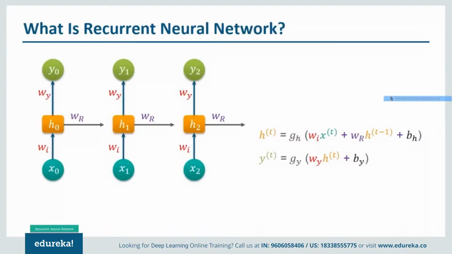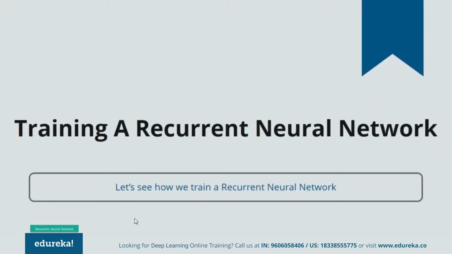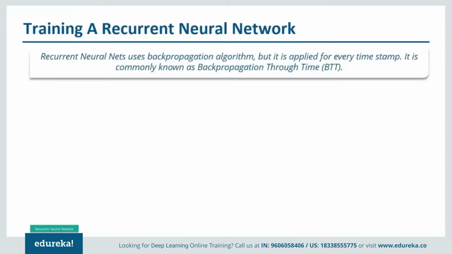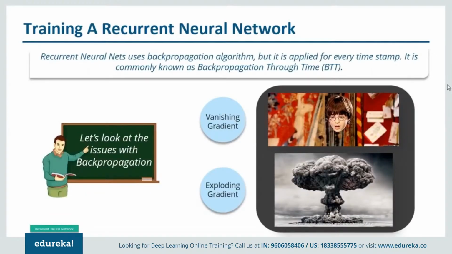Now you must be thinking how to train a recurrent neural network. A recurrent neural network uses the backpropagation algorithm for training. But backpropagation happens for every timestamp. That is why it is commonly called backpropagation through time. Now with backpropagation there are certain issues, namely vanishing and exploding gradients. Let us see those one by one.